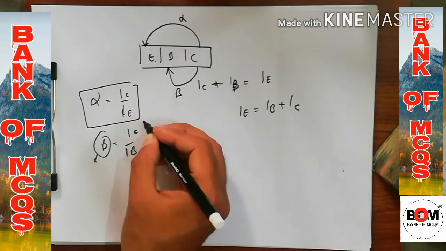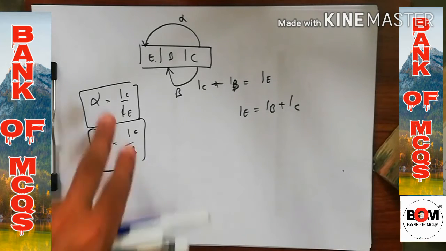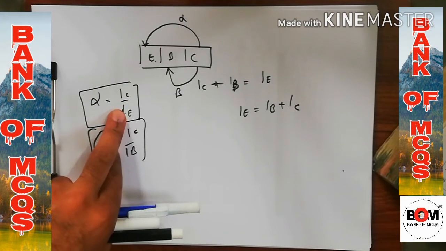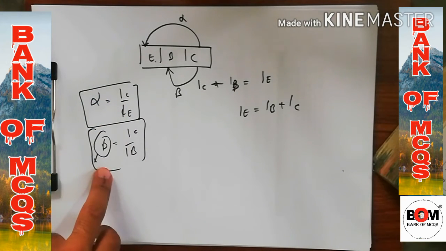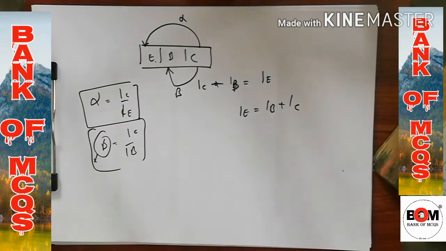These equations are important for the exam. They will ask you to choose the correct one. So which equation is correct? Alpha is equal to IC divided by IE, which is the alpha factor. Beta factor, or current gain, is equal to IC divided by IB.